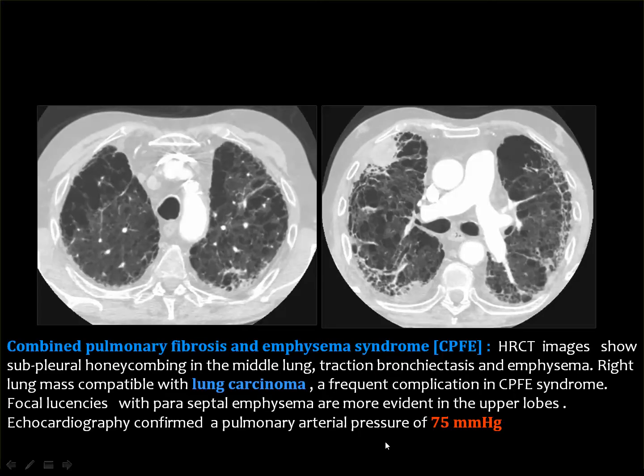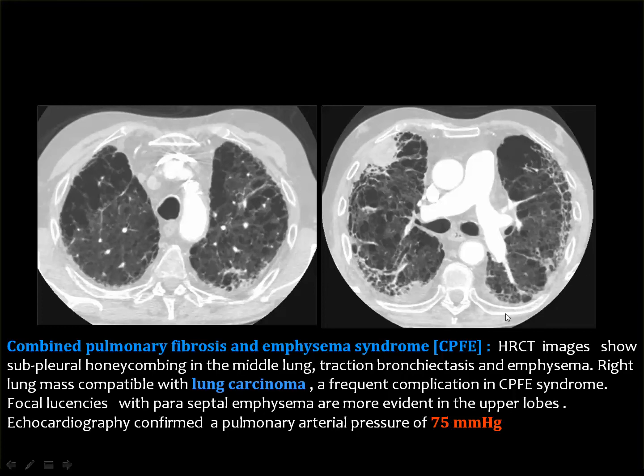In this case, with combined pulmonary fibrosis and emphysema syndrome, you can see the manifestations of fibrosis and emphysema in the same patient, together with the presence of a pulmonary mass in the upper lobe on the right side, representing a bronchogenic carcinoma, which is not related to this syndrome.